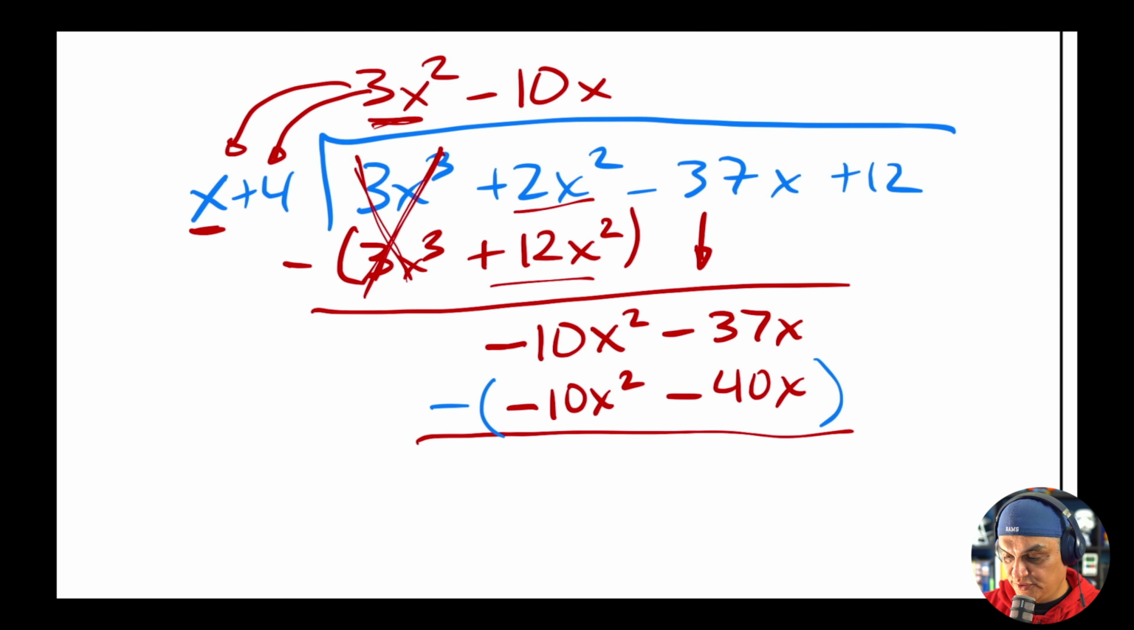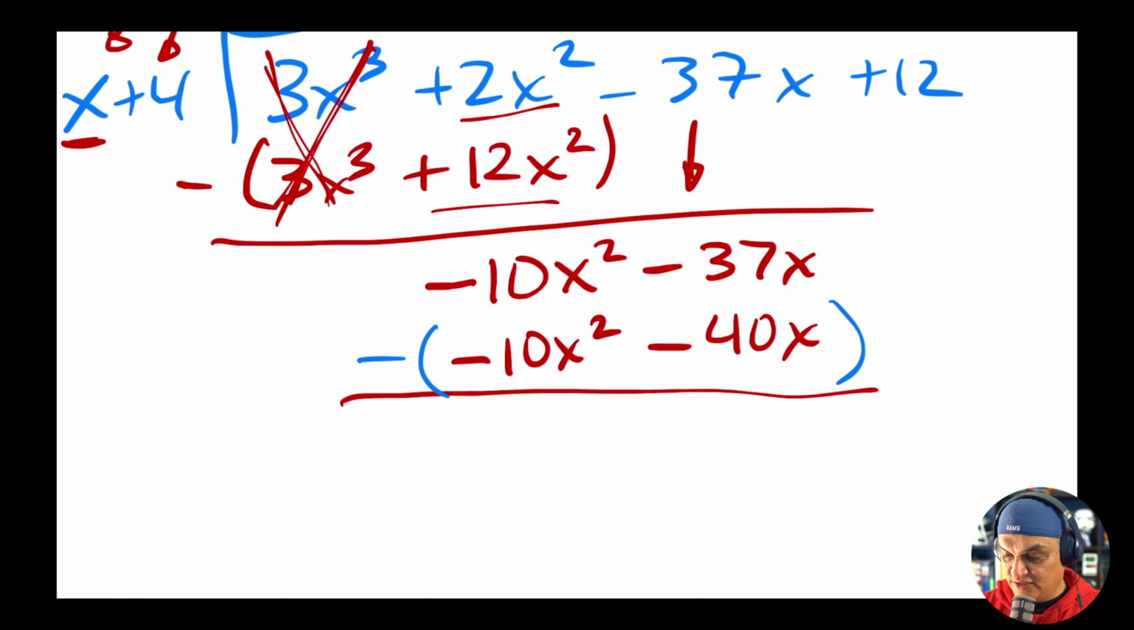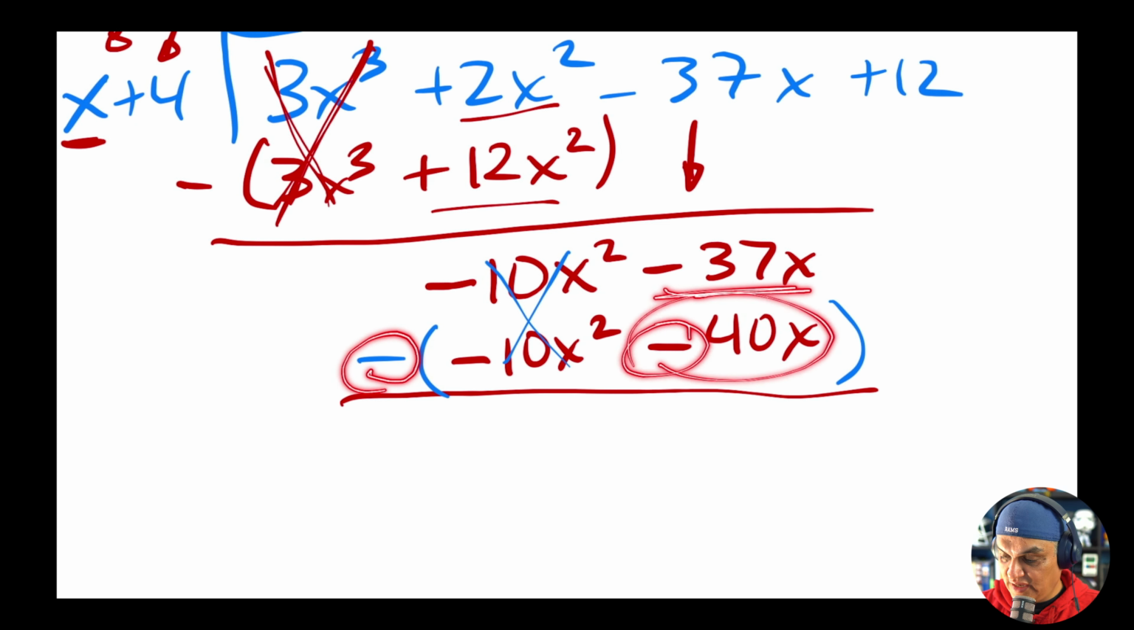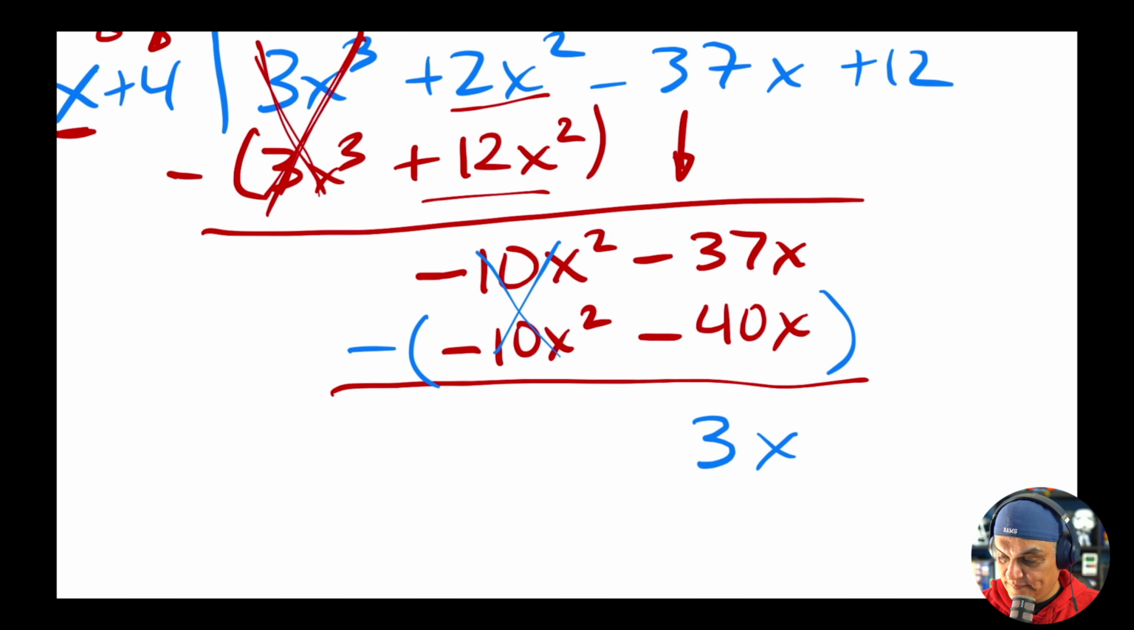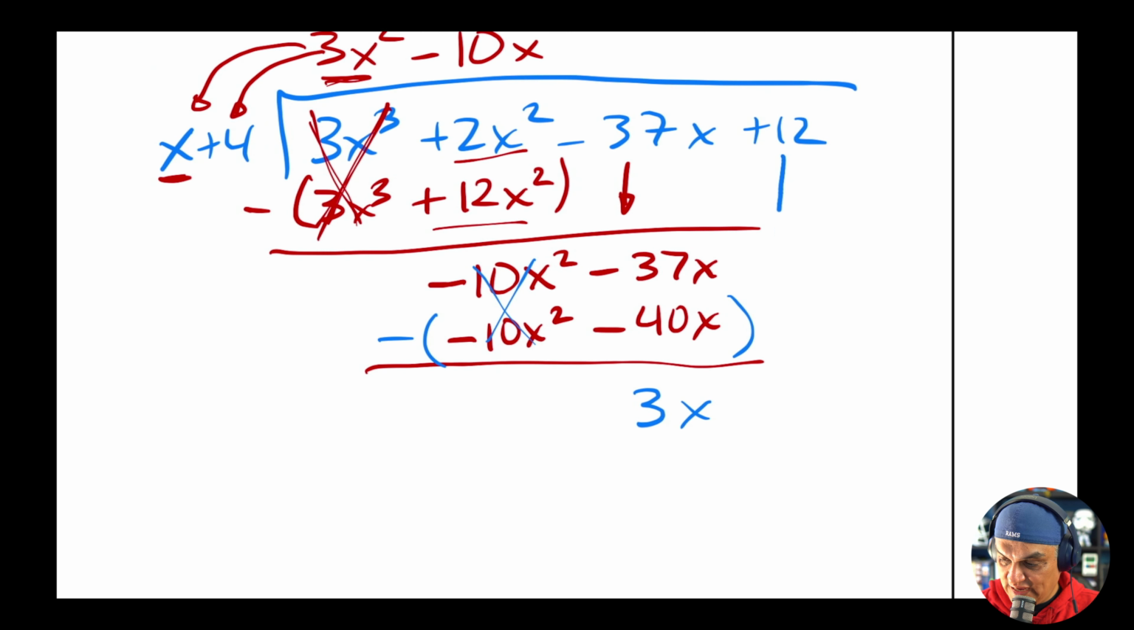Okay, so now I'm going to subtract. Negative 10x squared minus negative 10x squared. Well, that becomes plus, right? So negative 10x squared plus 10x squared is 0. And now negative 37x minus negative 40x. Well, minus becomes plus. So we're basically saying negative 37x plus 40x gives me positive 3x. And now I'm going to bring down the last term, which is plus 12.